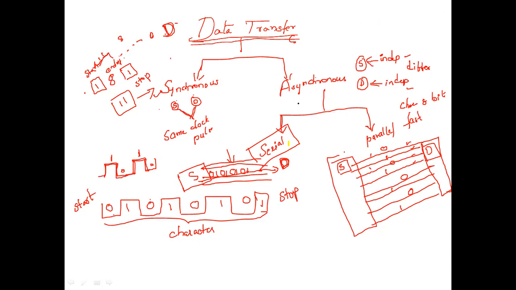So this is how the serial transfer is going to work. Serial transfer means on a single wire we are going to transfer the data bit by bit. So this is how the clock pulses indicate the bits. 0 indicates the falling edge and 1 indicates the rising edge or active edge.